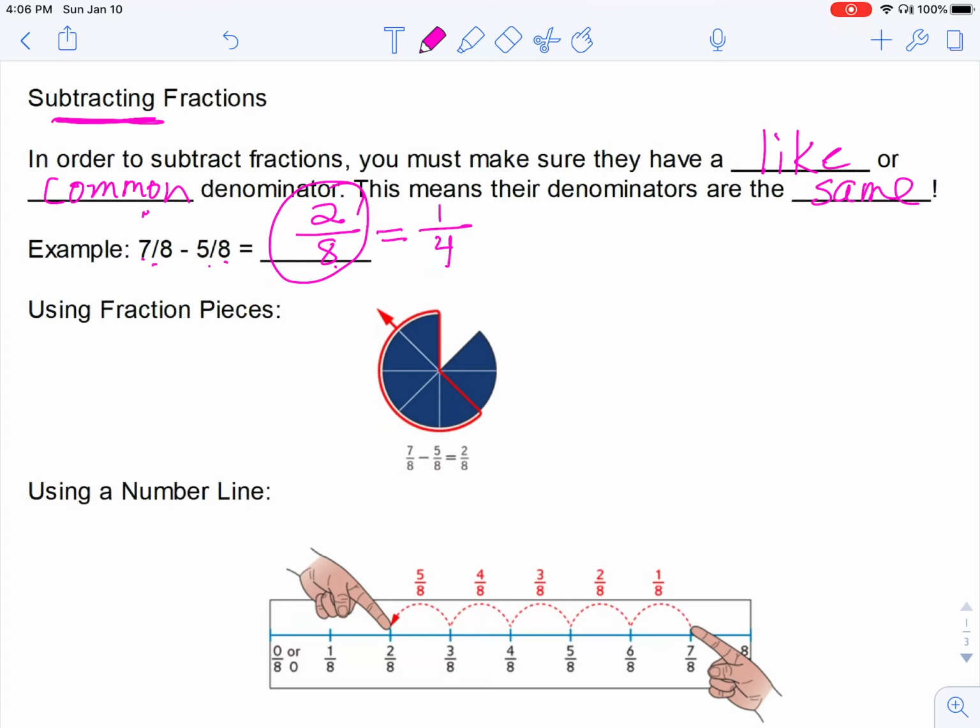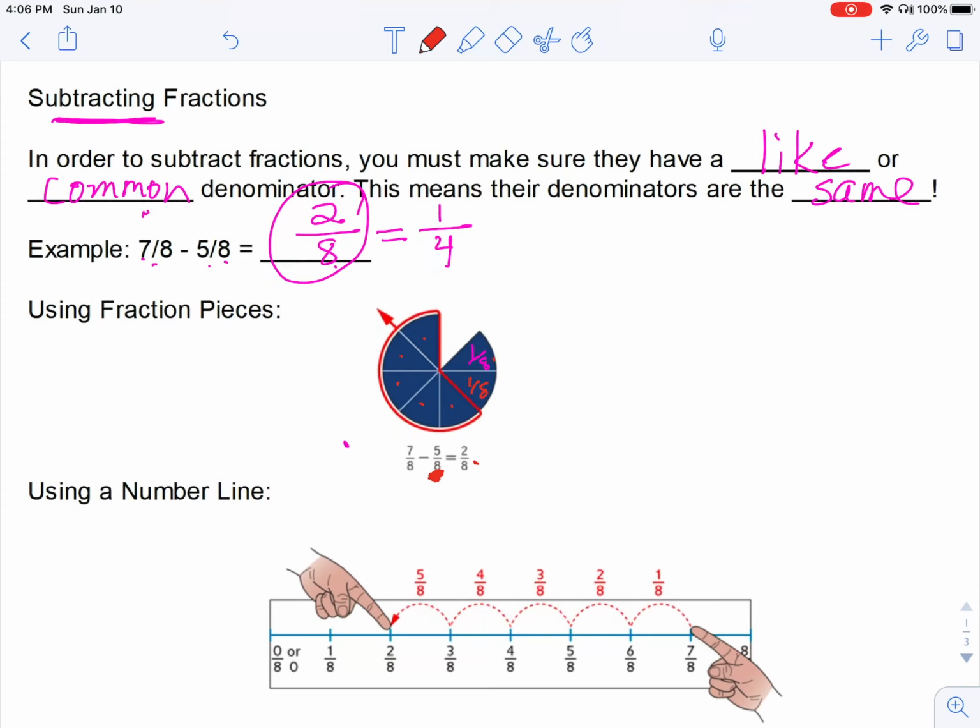So we're going to prove the shortcut with a visual model. If you had fraction pieces, each of these blue pieces is 1/8. Right? And you started with 7 of them. That was almost a whole, but not quite. And then highlighted in red is this 5/8. 1, 2, 3, 4, 5. Take those away. What would be left? Well, you just have these little pieces, which are 2/8.